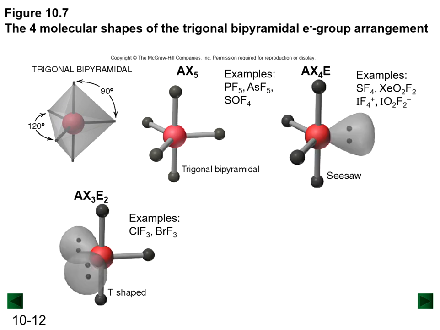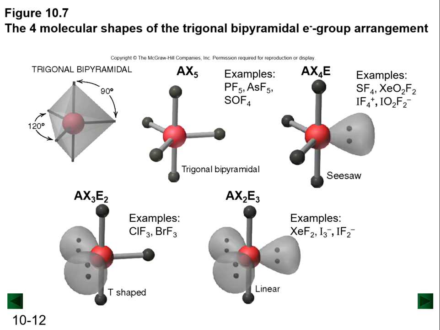Now let's look at the 5-electron group arrangement. This is the trigonal bipyramidal electron group arrangement, and that gives rise to 4 different molecular structures. It's important to note here, for the trigonal bipyramidal system, there are 2 different bond angles, and there are 2 different types of electron groups.